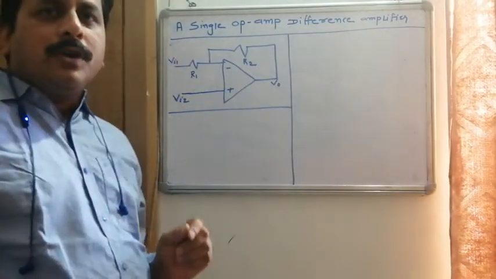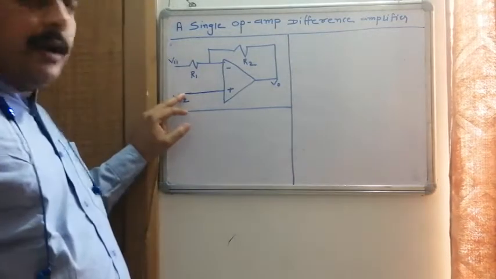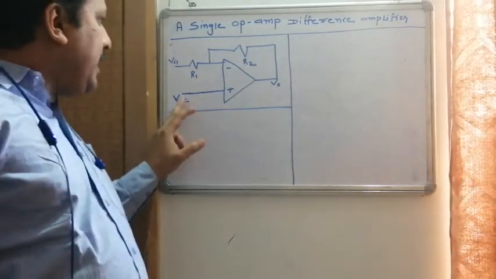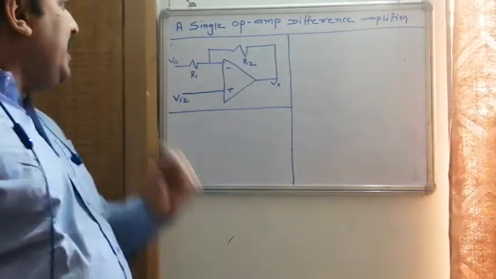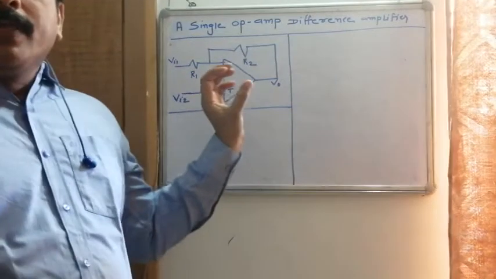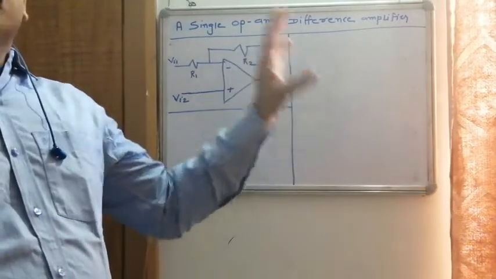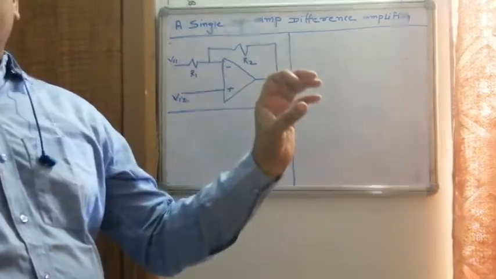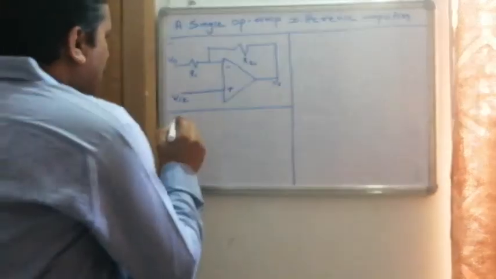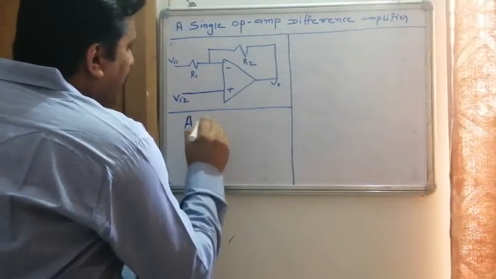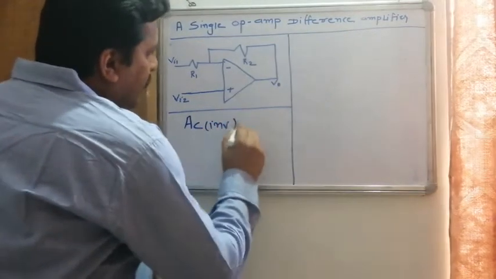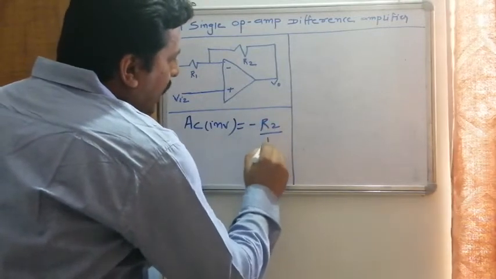In the superposition theorem, what do we do? First we ground the non-inverting terminal and apply input at the inverting terminal. So if I ground the non-inverting terminal and apply input at the inverting terminal, it will work as an inverting configuration. So what is the closed loop gain of the inverting configuration? It will be simply minus R2 by R1.